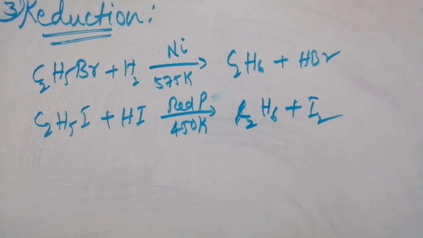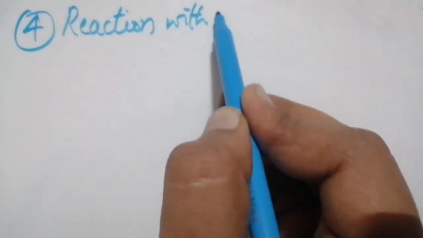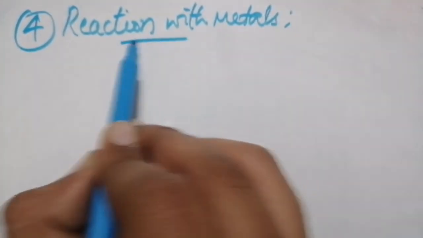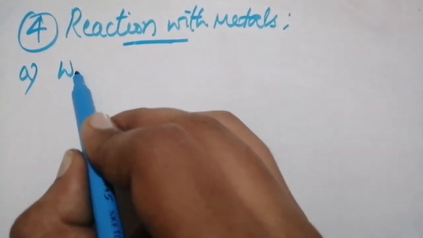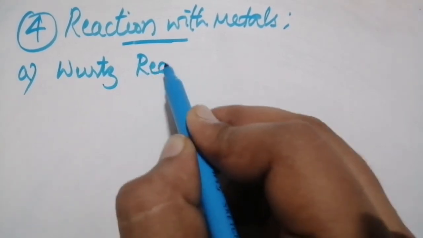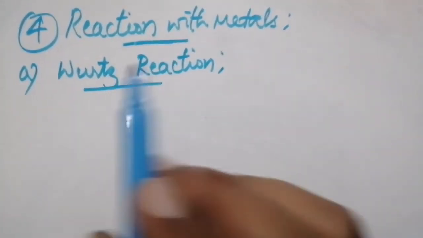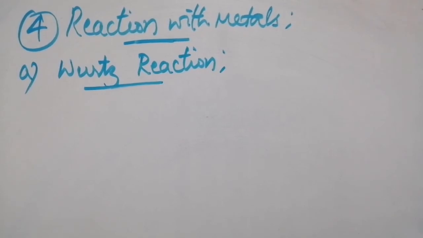The next type of reactions that we are going to study is reaction with metals. Very important reactions are lining up now. So reaction with metals, that is the fourth one. Many important reactions are on the way. We will study the first reaction, that is Wurtz reaction, which is very important for both my first PU as well as second PU.